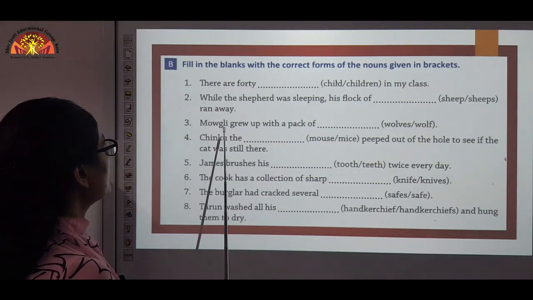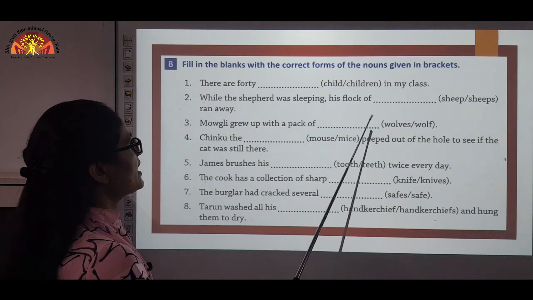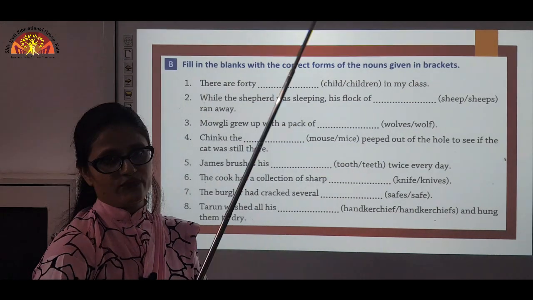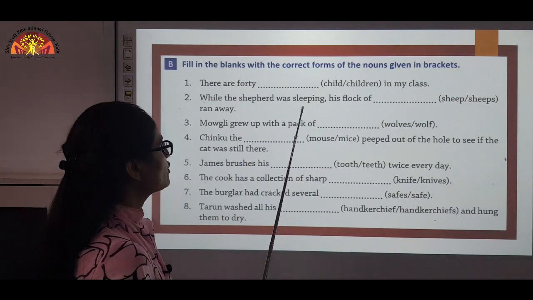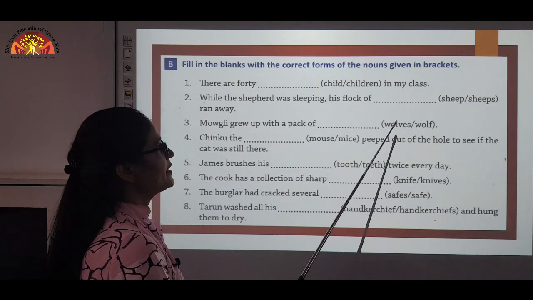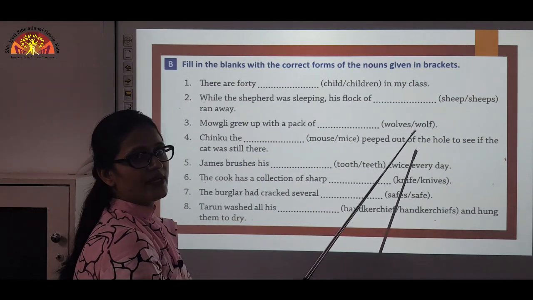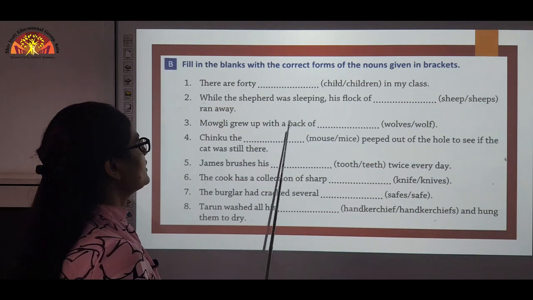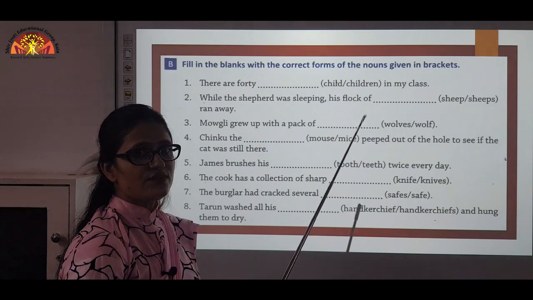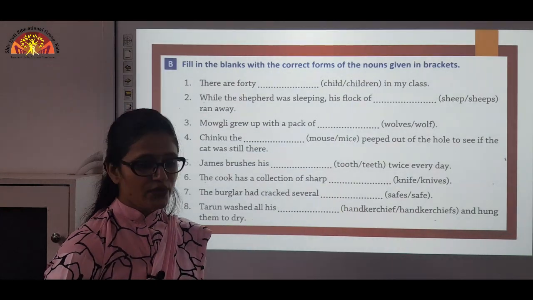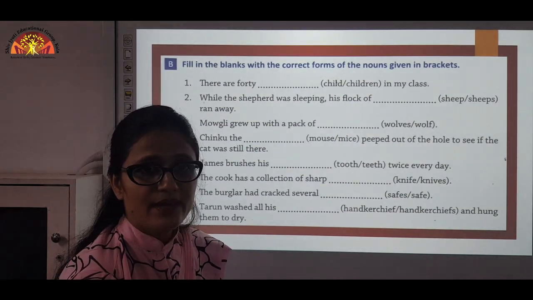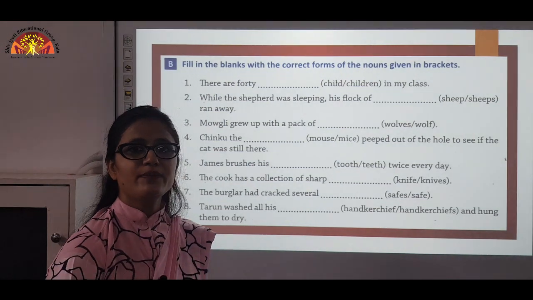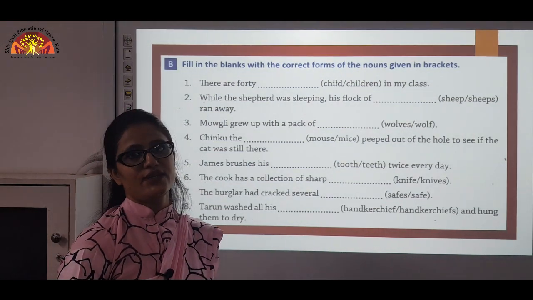Now Mowgli grew up with a pack of dash. Pack of मतलब group of. So again there is a group. If I am talking about a group, the correct option will be wolves. The correct option will be wolves. So Mowgli grew up with the pack of wolves. Rest of the sentences you can do of your own. You can just recheck them, verify them with the help of the PDF file which we have already sent you. Okay?